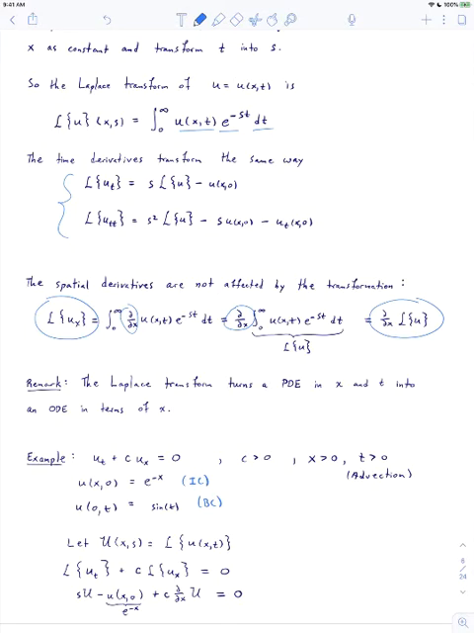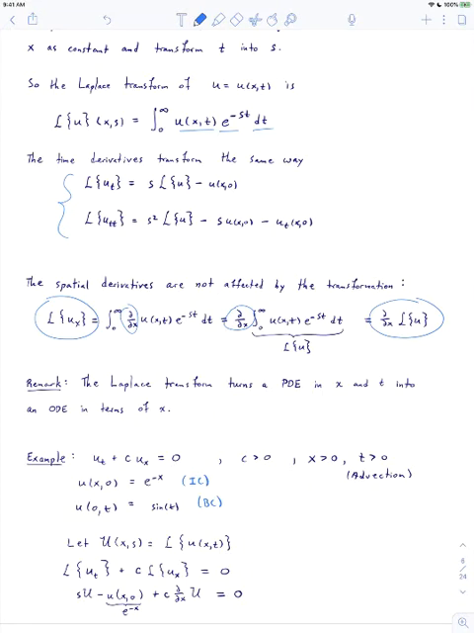We have a partial differential equation. The Laplace transform will give us an ordinary differential equation in terms of x. And then we can solve for u using the known methods. So let capital U be the Laplace transform of lowercase u. I'll try to make it clear which is capital U and which is lowercase u.